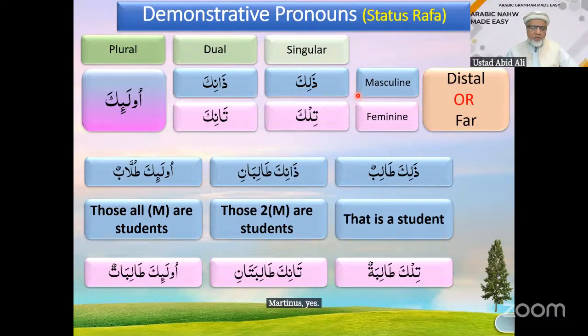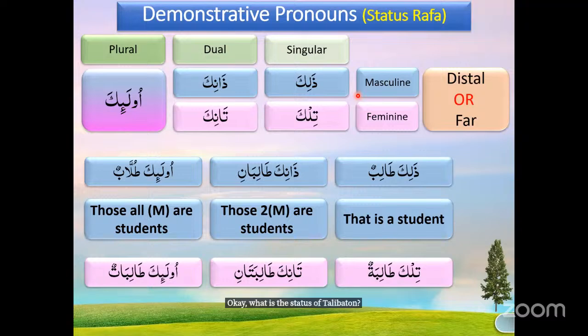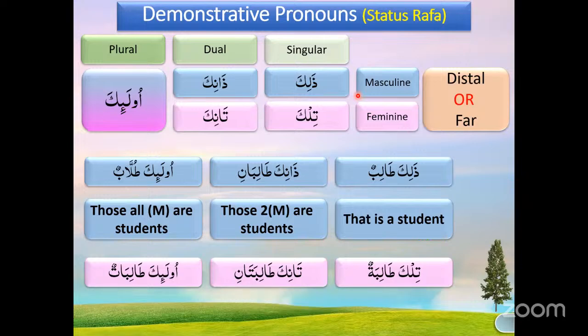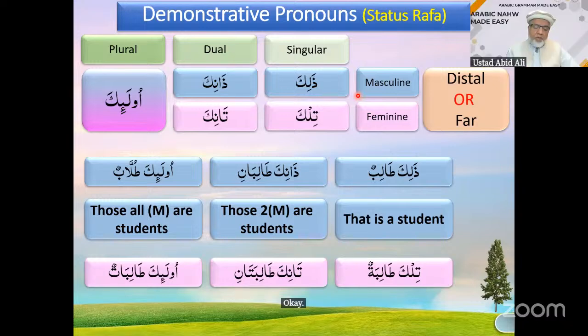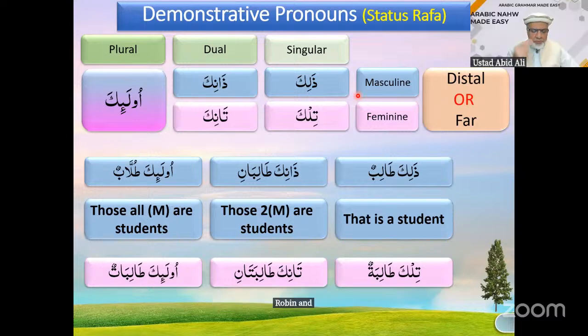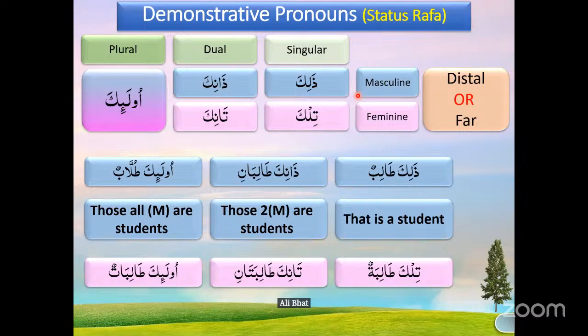What is the status of Talibatun? Talibatun is Rafa. And what is the status of Ulaika? Ulaika is Rafa. Okay. And what is the type of Ulaika? Ulaika is a proper noun. And Talibatun is a common noun.